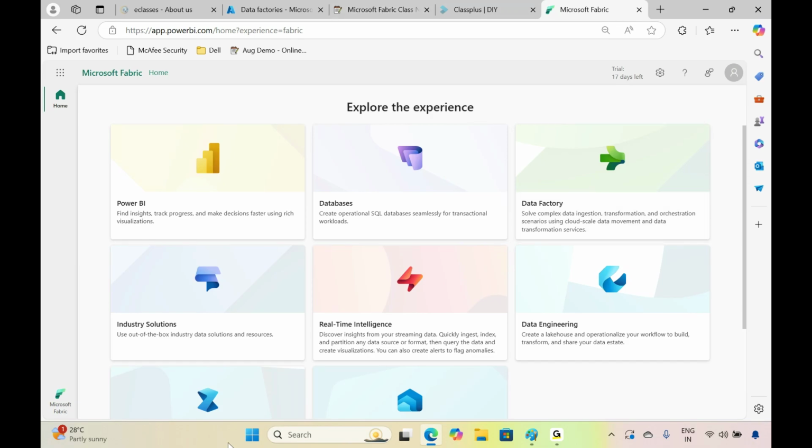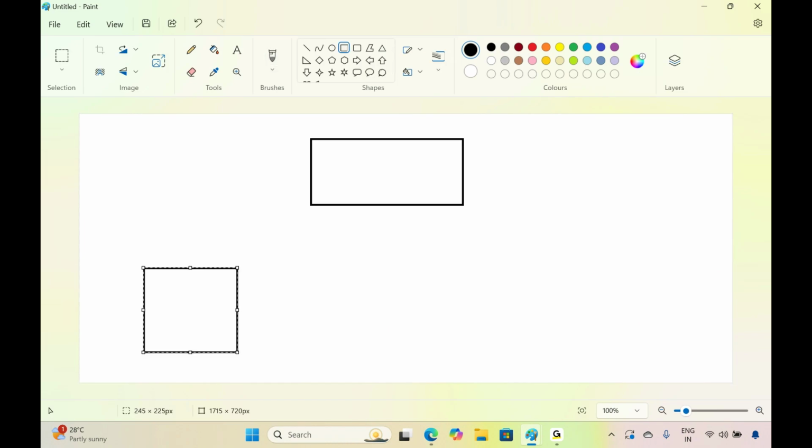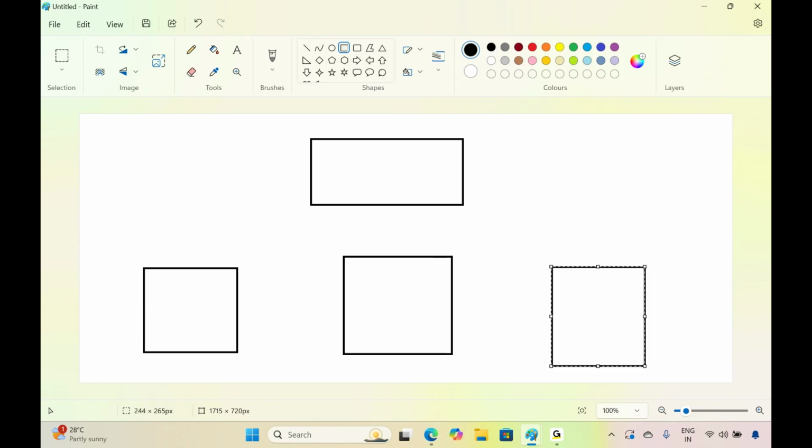So what Microsoft is doing, Microsoft is combining whatever the data engineering things, Power BI things, data science things, all into one place. That is called Microsoft Fabric.